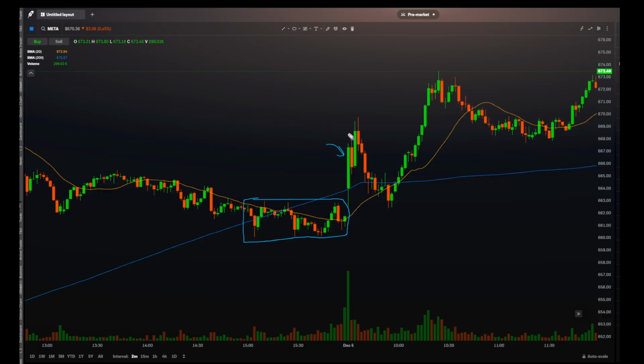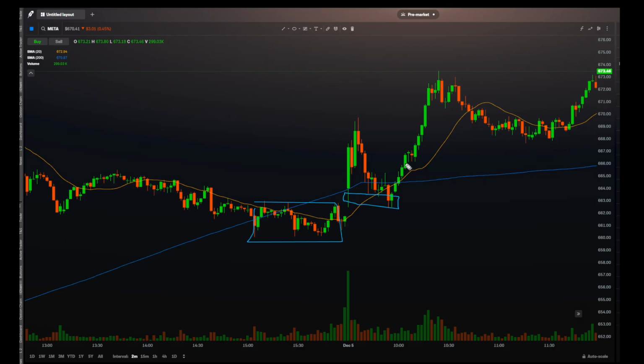We didn't enter here because the 20 is below the 200. We need this yellow to cross over top of the blue. Then we look for longs only. So that's why we didn't enter this. So right here, we're waiting, but our bias is still long, but we're waiting. Go back down. This area support on top of the Fab4 shows strength, right?